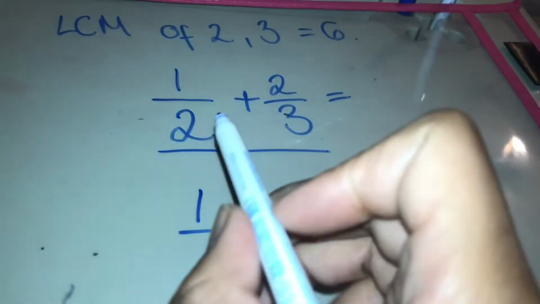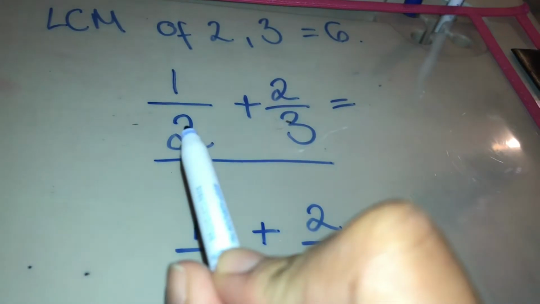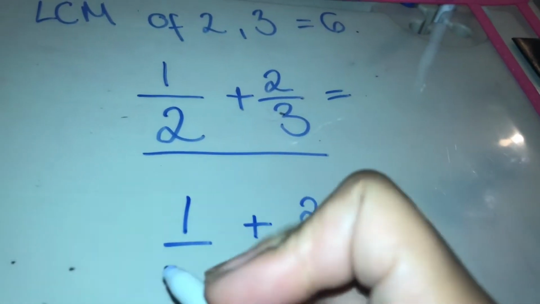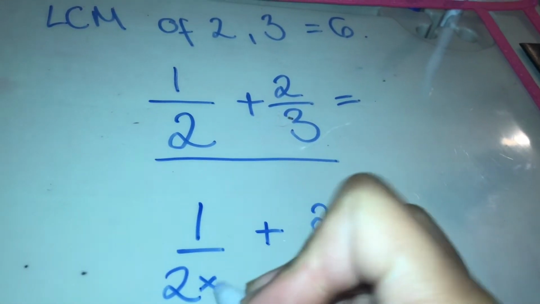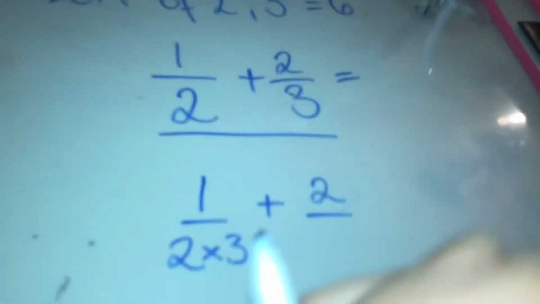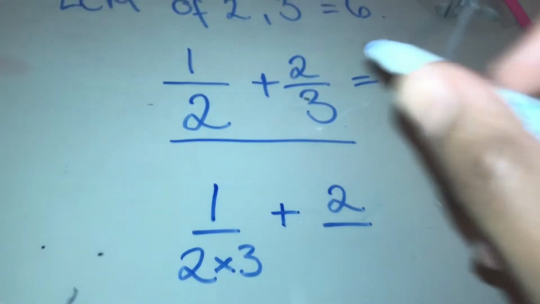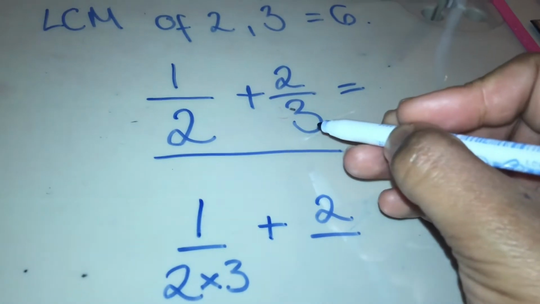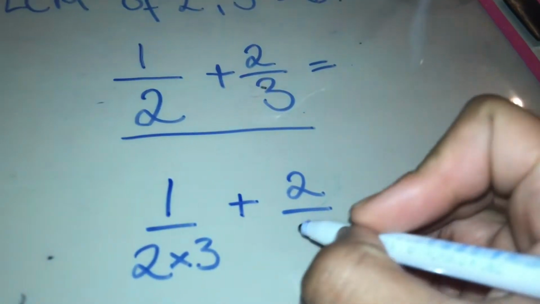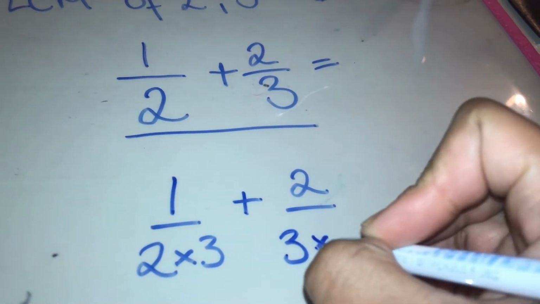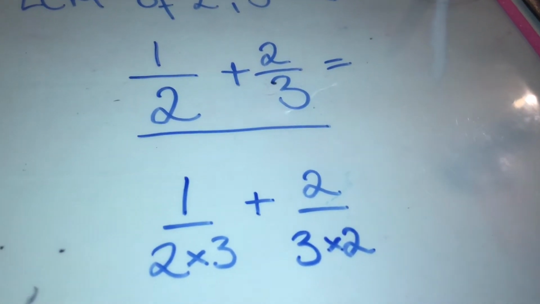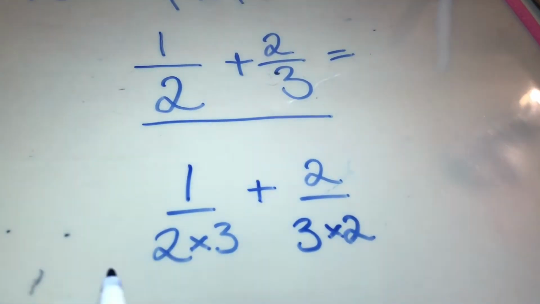Now the second bit, what do we do to turn the 2 into 6? We need to do 2 times 3, because that will equal 6. On the other side, how do we turn 3 into 6? We need to times it. 3 times 2 equals 6. And you might notice that these are exactly the same, they're just flipped.